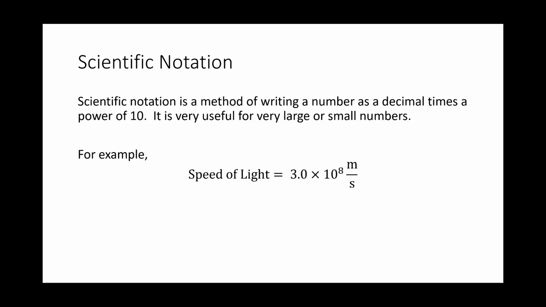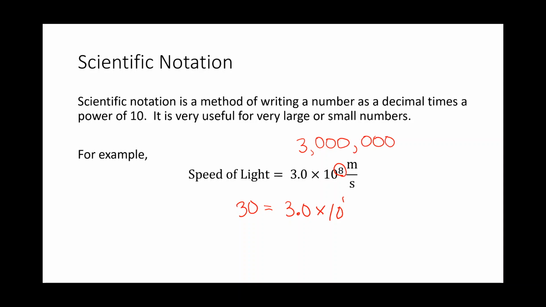For example, the speed of light is 3.0 times 10 to the 8th meters per second, whereas 30 is 3.0 times 10 to the first power. But that's not very helpful. It's a lot more helpful when you're working with really big numbers, like 3.0 times 10 to the 8 means that I'm going to have 8 zeros at the end.